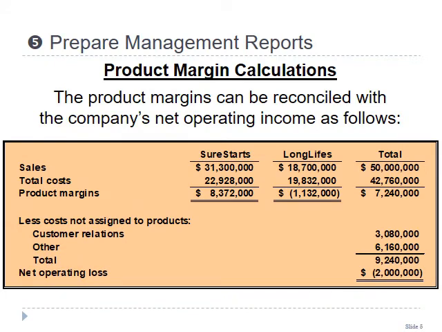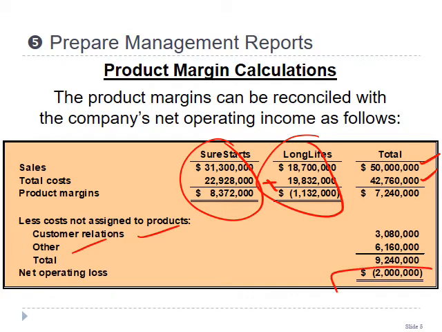This slide is basically reconciled with the company's net operating loss. That is, if we segregate our profit and loss, we just add our sales of 50 million, and our total cost by adding both batteries' costs is 42.76 million. So the product margin total is 7.24 million. Then our customer relations and other costs, when you add them, the total loss is going to be 2 million.